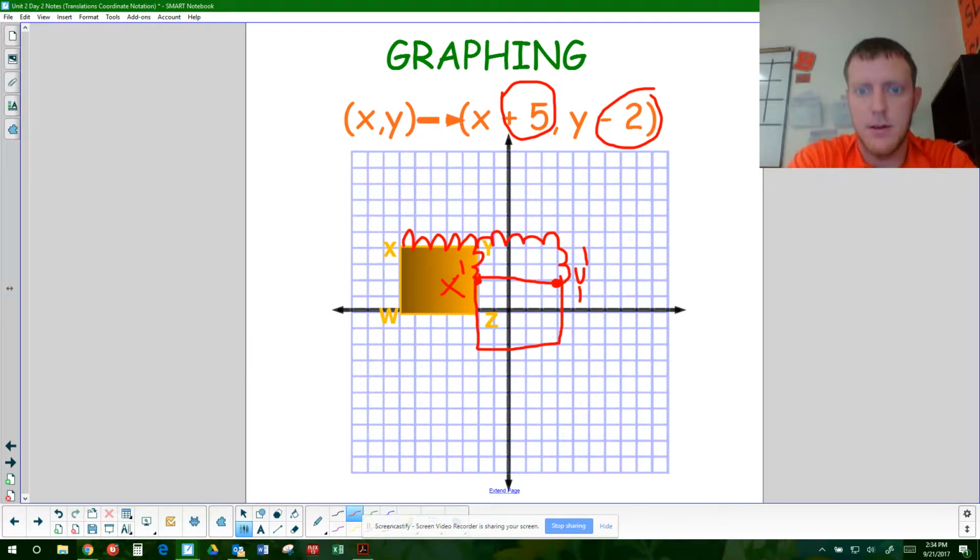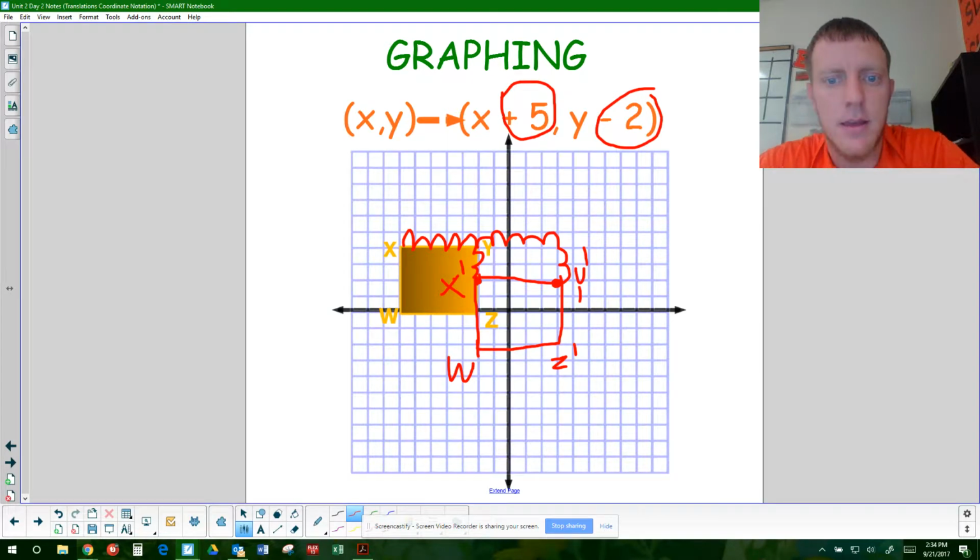I'm just going to graph it in. All right. So ignore how crappy that looks. It's really hard to draw on this screen with a mouse, but it works. All right. And that's how it would look without being so bad.